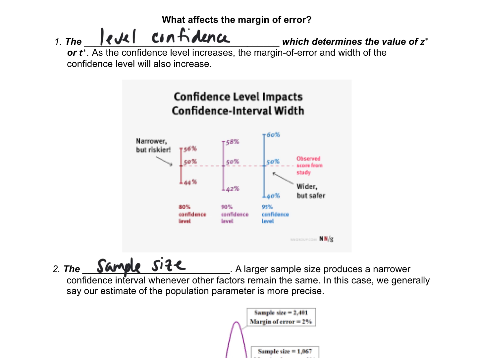Okay, the other thing that affects margin of error is your sample size. Obviously, a larger sample size will produce a narrower confidence interval when other factors remain the same. In this case, we generally say our estimate of the population parameter is more precise. So think about that. If I have a larger sample size, remember that means that my standard deviation is smaller because I'm taking a number, dividing it by a bigger number, right? So that's why a larger sample size gives me a narrower confidence level, which is why when you're doing any sort of statistics, you always want to have a large sample size because it helps you get more accurate data.